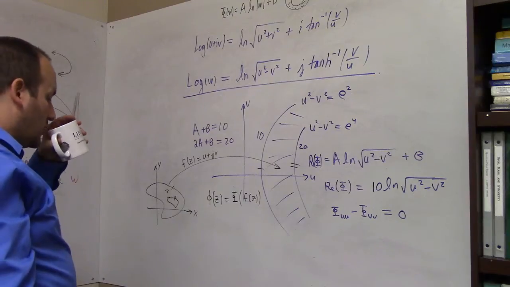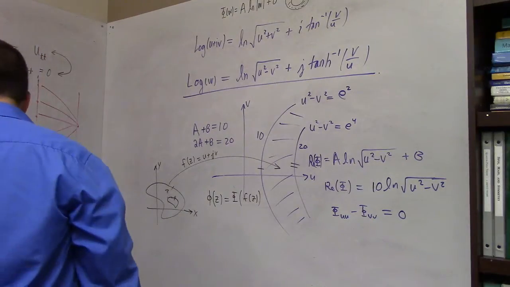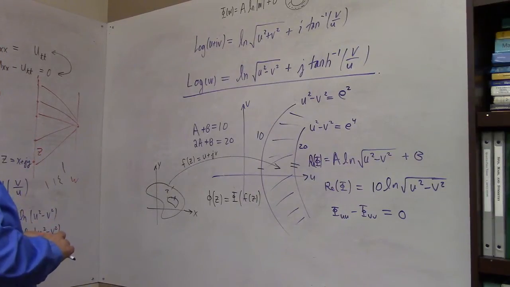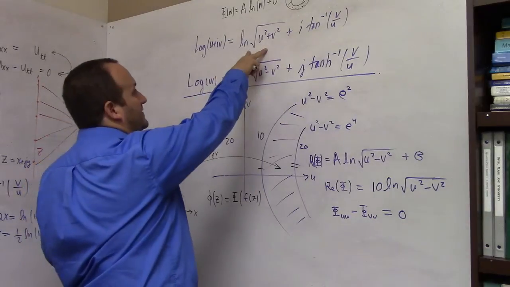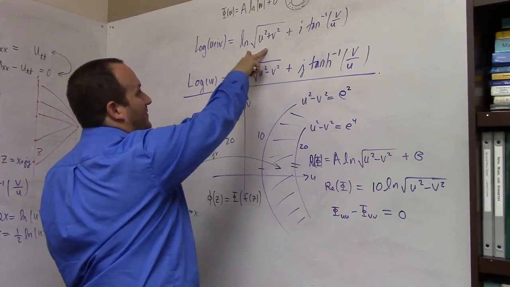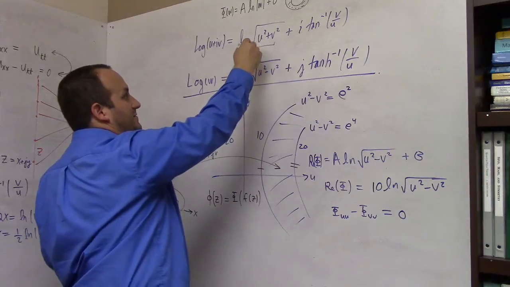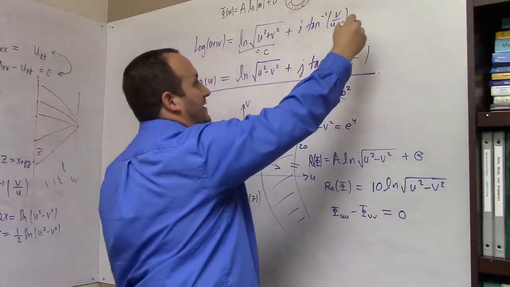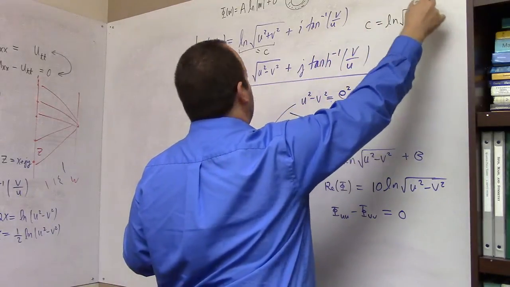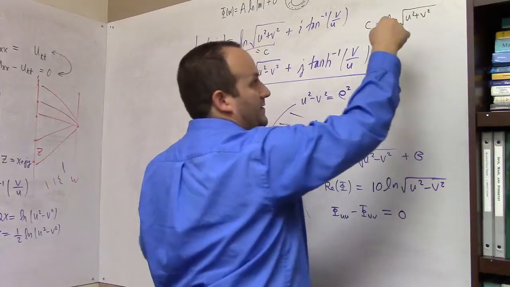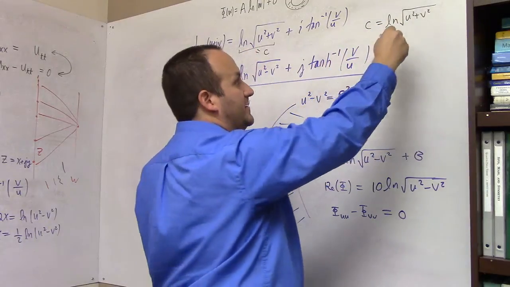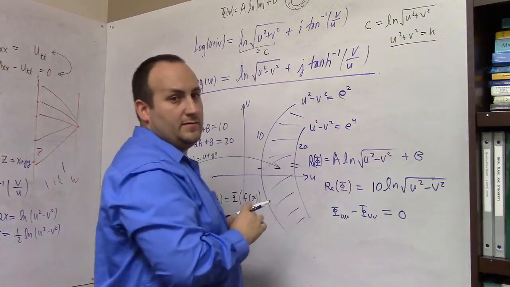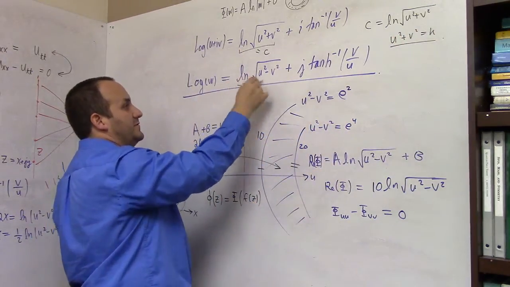Now, the fact that it has to do with circles, I think we could also see from just setting this equal to a constant. What happens if you set this component function equal to a constant? Think about it. We've got c equals the natural log of the square root of u squared plus v squared. So you exponentiate both sides, square it, and eventually you get u squared plus v squared equals k.